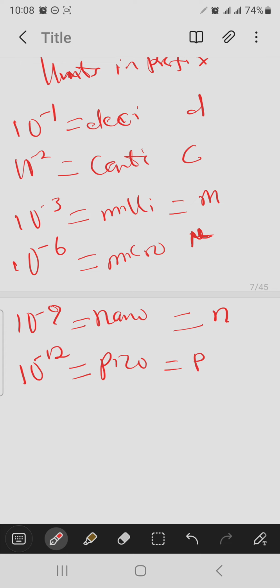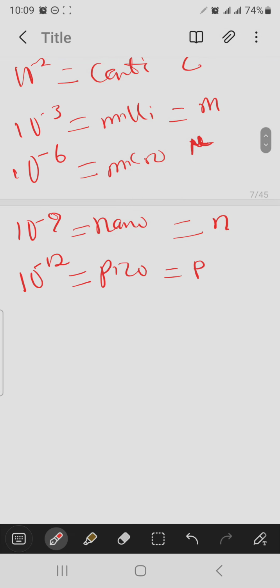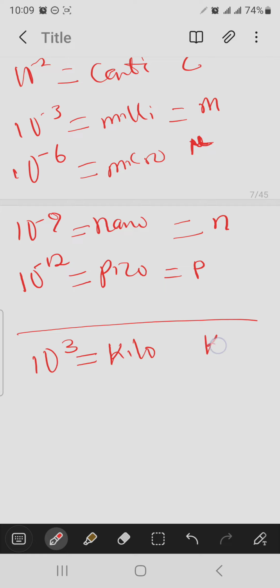Pico is a small letter p. One thing I want you to understand is that all these that have minus, minus, minus, they have symbols of small letters. Now, the positive ones: 10 raised to the power 3 is going to be kilo. The symbol is going to be capital letter K.